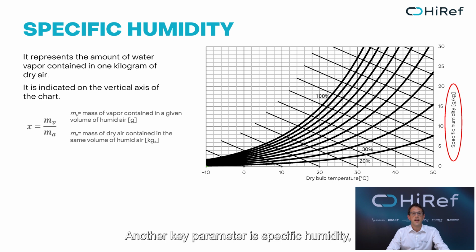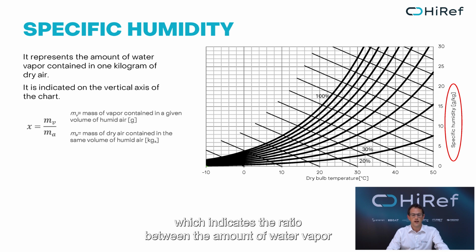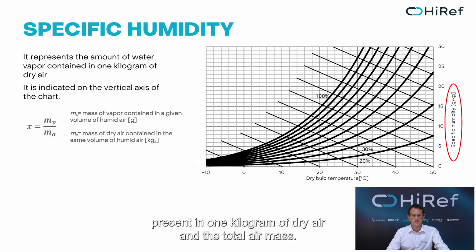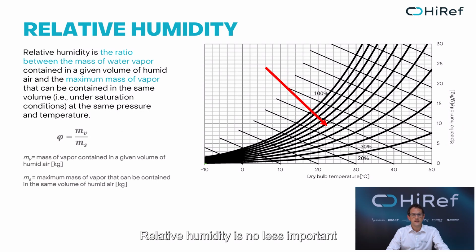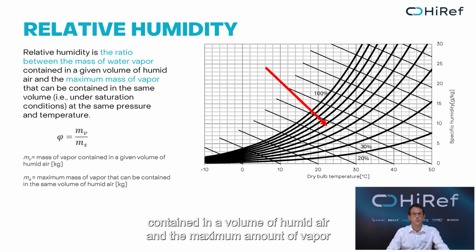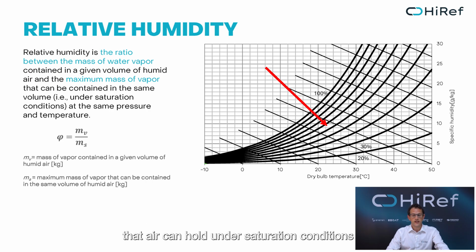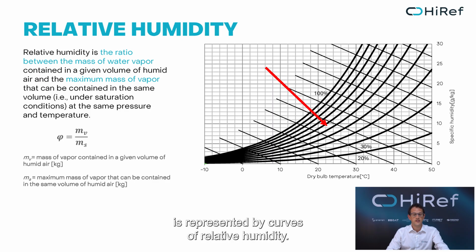Another key parameter is specific humidity, which indicates the ratio between the amount of water vapor present in 1 kilogram of dry air and the total air mass. In the psychrometric chart, this is shown on the y-axis. Relative humidity is no less important. It expresses the ratio between the mass of water vapor contained in a volume of humid air and the maximum amount of vapor that air can hold under saturation conditions at the same pressure and temperature. In the psychrometric chart, this quantity is represented by curves of relative humidity.